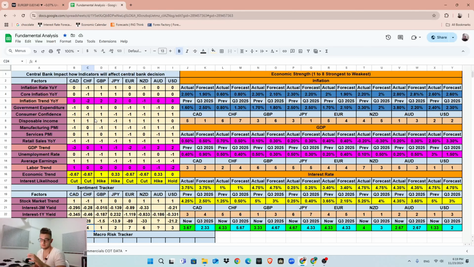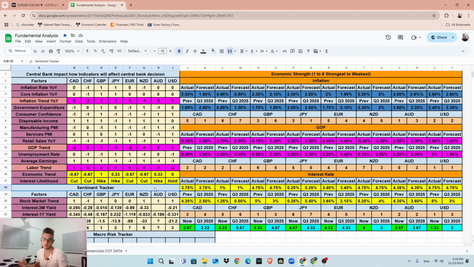I just give plus one as good for the currency, minus one as bad for the currency, and zero as doesn't affect the currency. Then I have some calculations to get these equations at the end, these results, and based on these results, if it's below zero, it's cutting, if it's above zero, it's hiking, and if it's zero, it will hold the interest rate. So that's the likelihood for the central bank to change the interest rate.